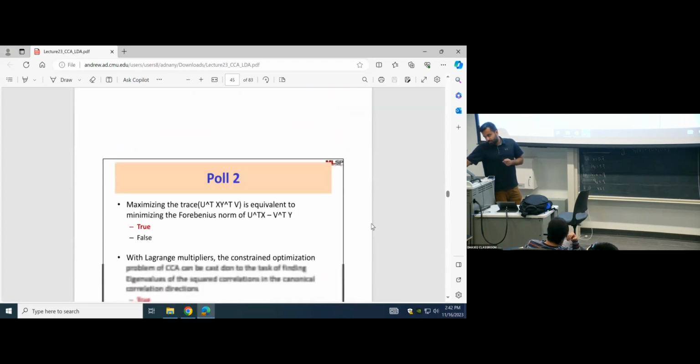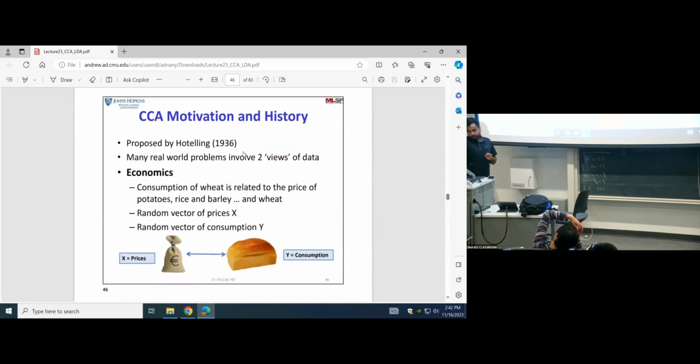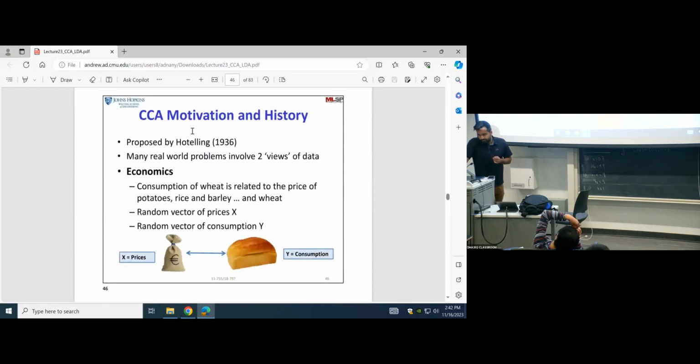I think this is easy. They're both true. We already went over this one. And CCA is basically finding the eigenvalues of the squared correlations. It's just np.linalg.norm, like square root of everything. These polls will be available the whole day, so you can answer if you missed it. It's both true. Okay, I don't even know this, so I'll learn with you.